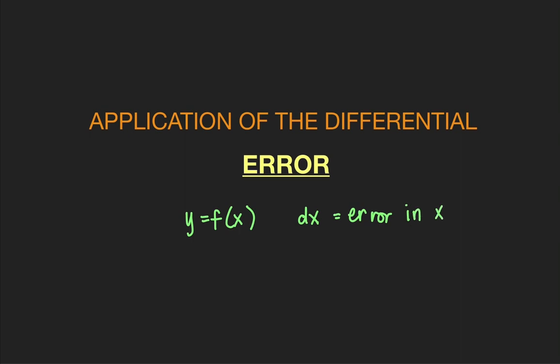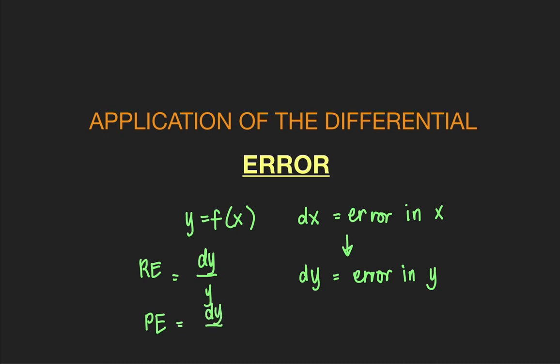It leads to an approximate error. It will lead to a very small error also in y, which is called dy. So this is an approximate error in y. So dy over y is called the relative error, and the approximate error in y, that is the percentage error, is equal to the relative error dy over y times 100.